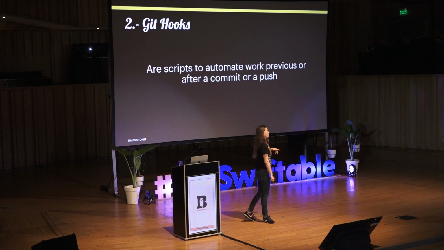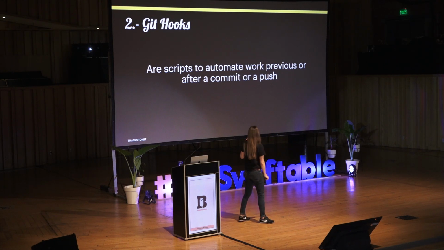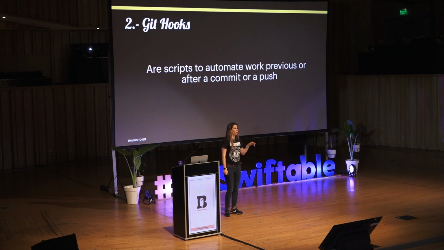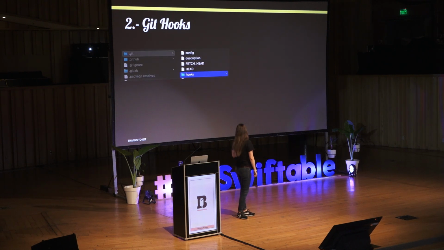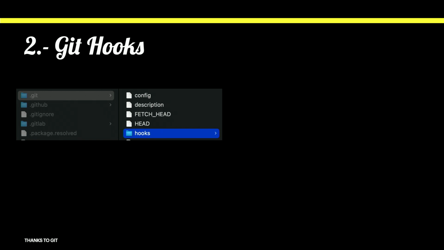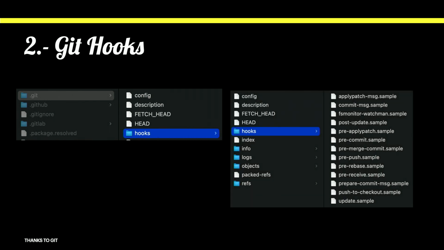The second part of Git is about Git hooks. Git hooks are basically scripts that allow you to automate work before or after a commit or a push. One practical example is when you want to automate things for anything related to command line tools. If you go inside the hooks folder in your repository, you will see that there are a lot of samples. You can check one of those, edit it, and you already have your hook created.